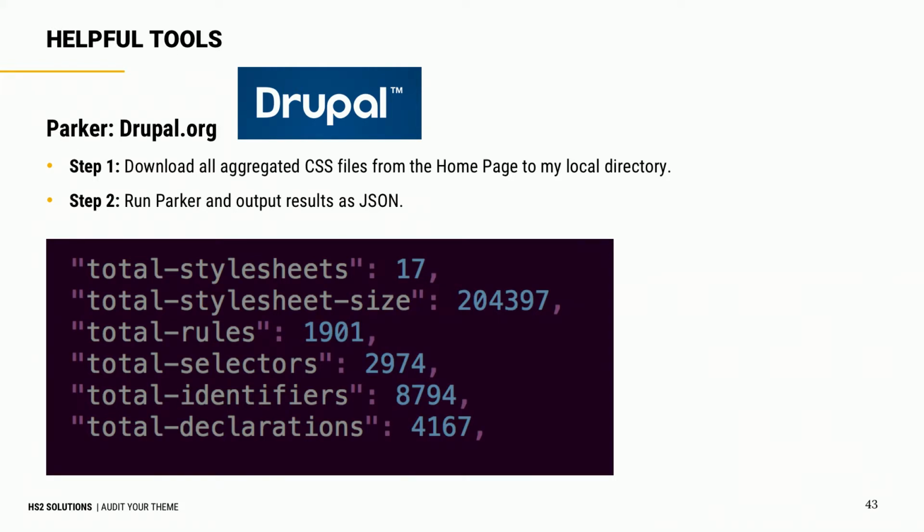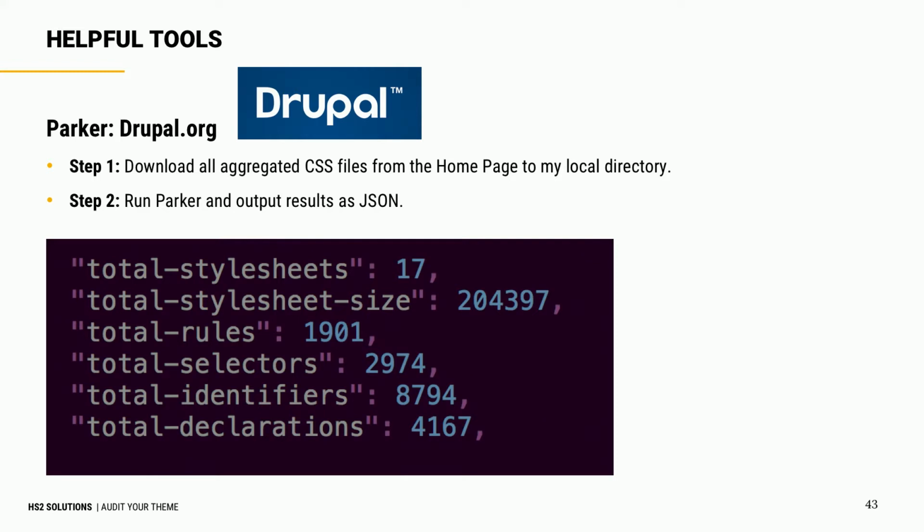I didn't have the opportunity to obviously go to the theme of Drupal and run it, so I just took all of the aggregated files and put it in a local directory. Next up, I just pointed Parker at that directory and outputted the results as JSON. So as you can see, total number of style sheets, I said I downloaded 17 of them. It's 204 KB, so again, pretty large. Gives me a good feel for all the rules, selectors, identifiers, and declarations.